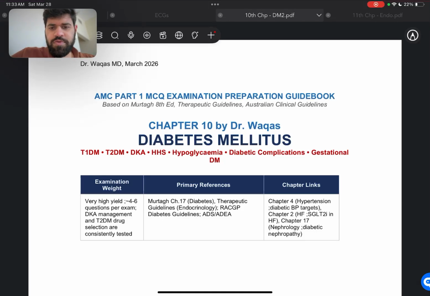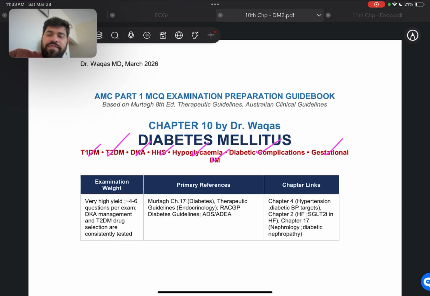Alright guys, welcome to chapter number 10. Chapter number 10 is a continuation of our last chapter, so it's not a continuation, it's actually the start of the endocrinology section. In this we'll be discussing diabetes mellitus type 1, type 2, DKA, HHS, hypoglycemia, diabetic complications, and gestational diabetes mellitus as well.